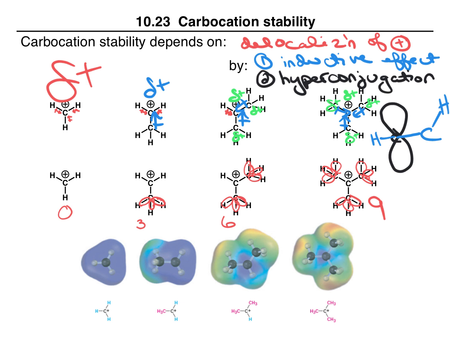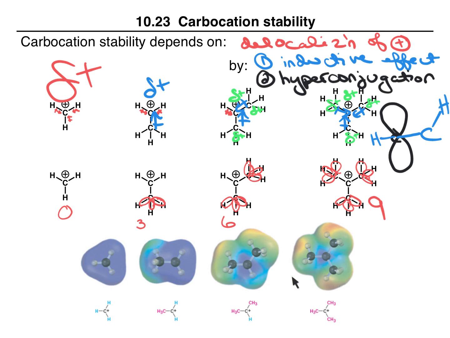So once again, this tells us that tertiary carbocations are more stable than secondary, which are more stable than primary, which are more stable than methyl, because there are more options for hyperconjugation to delocalize the positive charge.